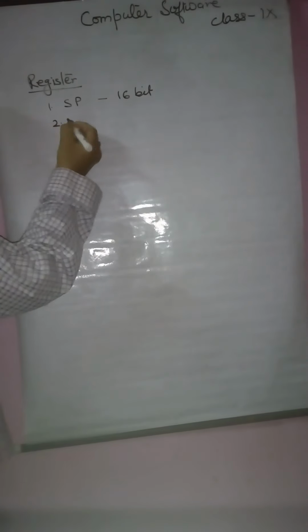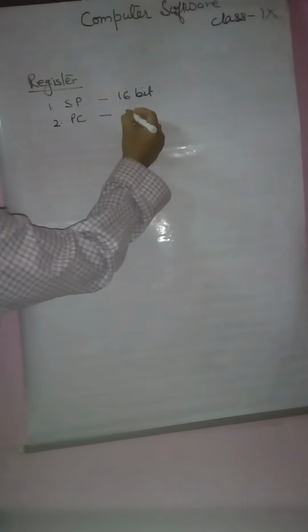It is of 16 bit. What is the meaning of 16 bit? It can store 16 bits of data, or you can say 2 bytes. Number 2 is PC. PC is program counter. What is program counter? Program counter is a register which is concerned with the current process. It maintains the record of all the sub processes of the current process, and it is also of 16 bit.